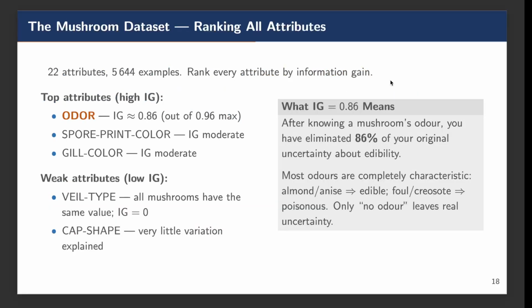Now let's look at this from the point of view of the mushroom data set. Let's say we have 22 attributes and probably around 5,000 examples, and we rank them by information gain. Odor in this case is the winner because it has an IG of 0.86, meaning that by knowing the odor, you eliminate 86% of your uncertainty about whether the mushroom is poisonous or not. A weak attribute like cap shape may explain very little, and it has a very low IG.